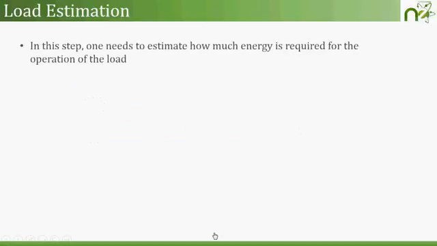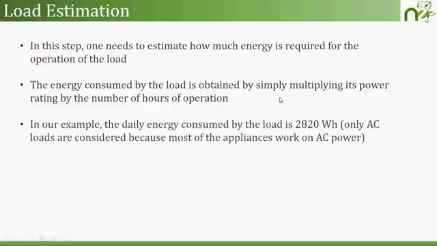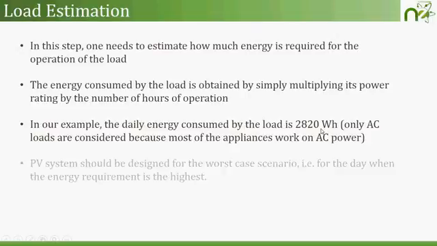In this step, one needs to know how much energy is consumed at your end, that is, the energy load requirement from the appliances. The energy consumed by the load is obtained by simply multiplying, as we have already done, the power rating by the number of hours of operation. In our example, our total energy consumption was around 2820 watt hour. This is the AC power, right?